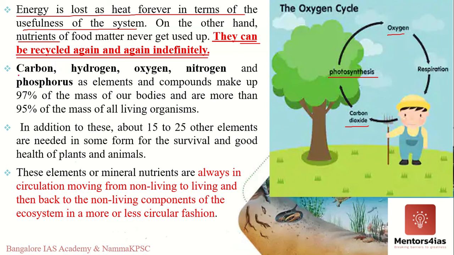The reason we have to study nutrient cycling is because elements like carbon, hydrogen, oxygen, nitrogen and phosphorus make up around 97% of the mass of our bodies and more than 95% of the mass of all living organisms, apart from several other elements essential for life. So these nutrients or elements keep circulating, moving from non-living to living and living to non-living, forming a cycle.